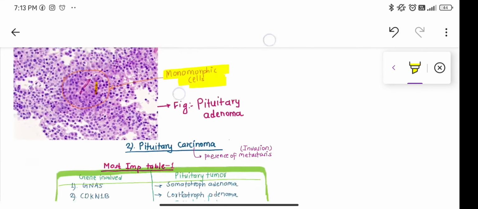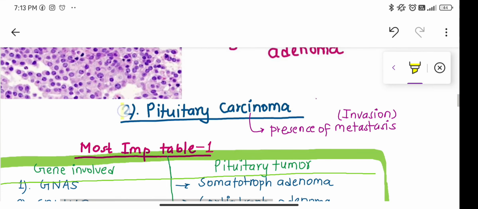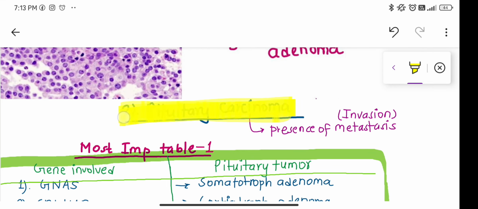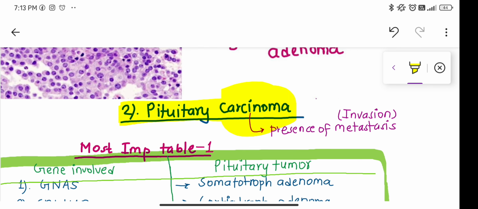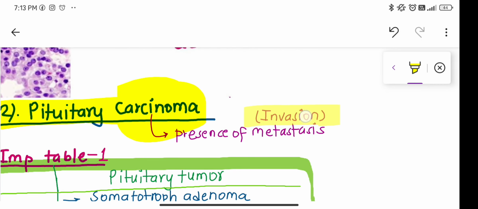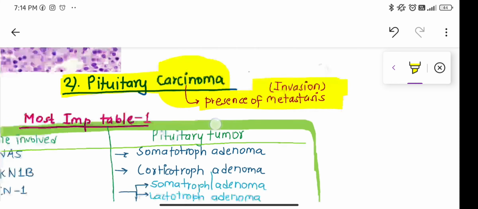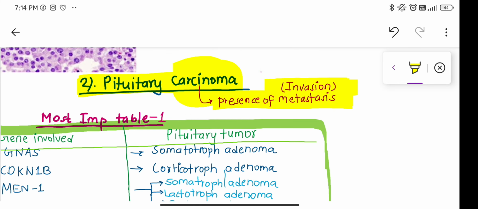The next pituitary lesion is pituitary carcinoma. Carcinoma means it is a malignant tumor. The feature of a malignant tumor is invasion of the basement membrane, meaning presence of metastasis. Under endocrinology, to call it a carcinoma there must be presence of metastasis, because other things like cellular atypia are also features of malignancy or carcinoma.